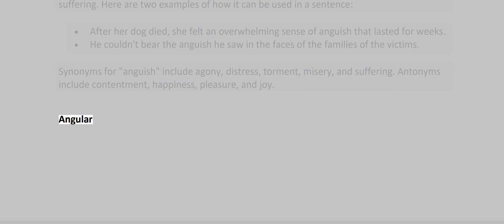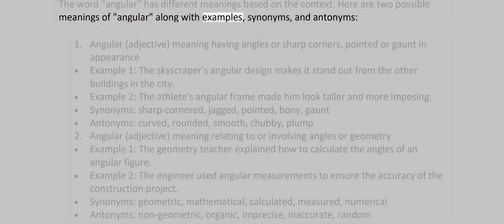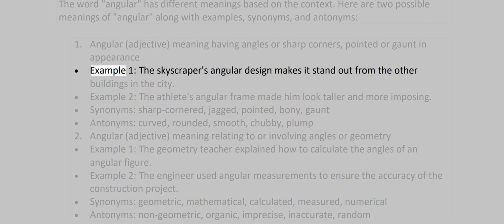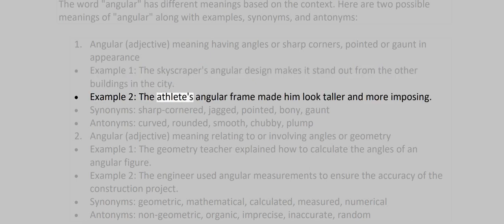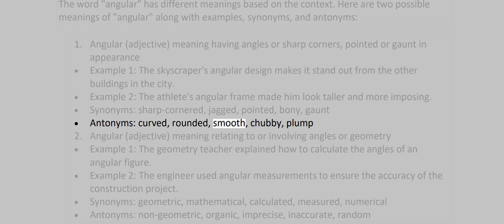Angular. The word angular has different meanings based on the context. Here are two possible meanings of angular along with examples, synonyms, and antonyms. 1. Angular, adjective, meaning having angles or sharp corners, pointed or gaunt in appearance. Example 1: The skyscraper's angular design makes it stand out from the other buildings in the city. Example 2: The athlete's angular frame made him look taller and more imposing. Synonyms: sharp-cornered, jagged, pointed, bony, gaunt. Antonyms: curved, rounded, smooth, chubby, plump.